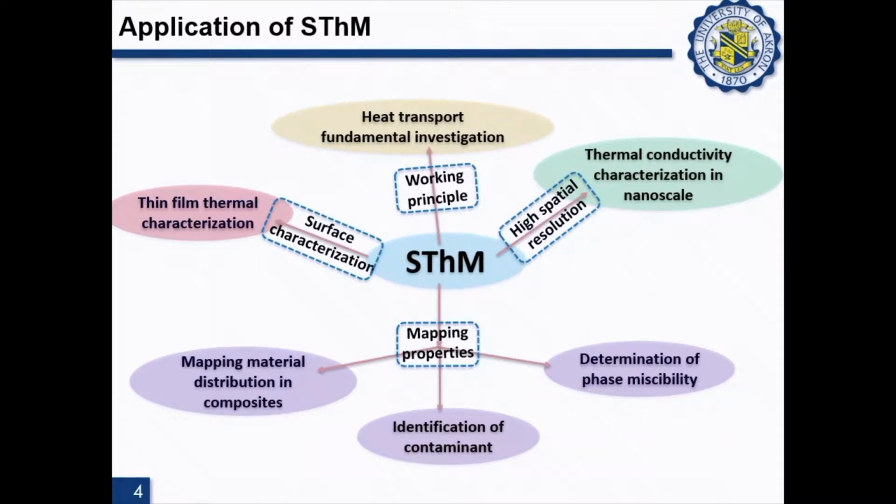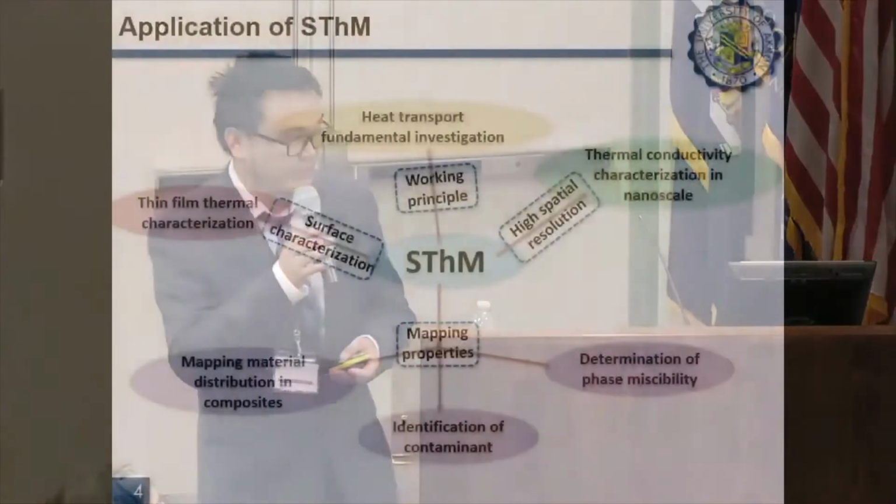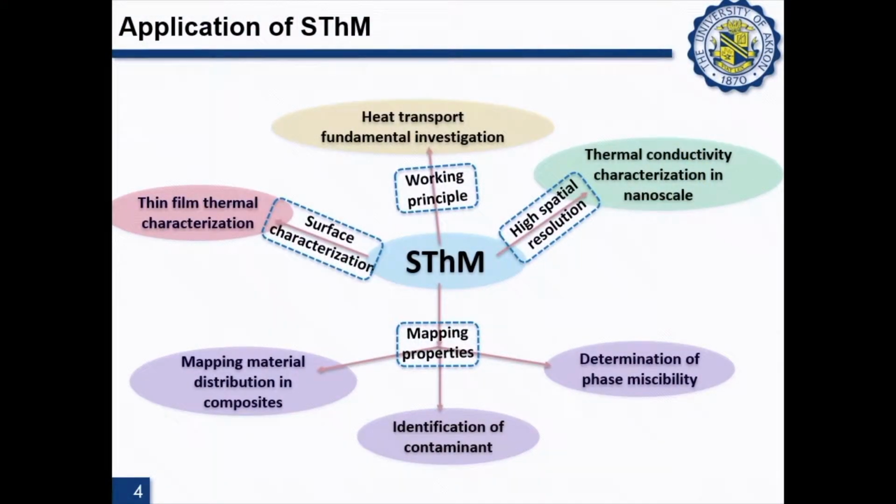For the applications of SThM, based on its different properties, it has lots of applications. SThM is a surface characterization method, and it can be used for thin film thermal characterization. Based on its working principle, it can be used to do fundamental investigation of the heat transport between the thermal tip and the sample surface. Because it usually has high spatial resolution, SThM can be used for thermal conductivity characterization at the nanoscale. And because SThM is a mapping method, it can be used to map the material distribution in composites, and also for identification of contaminants and determination of phase miscibility.